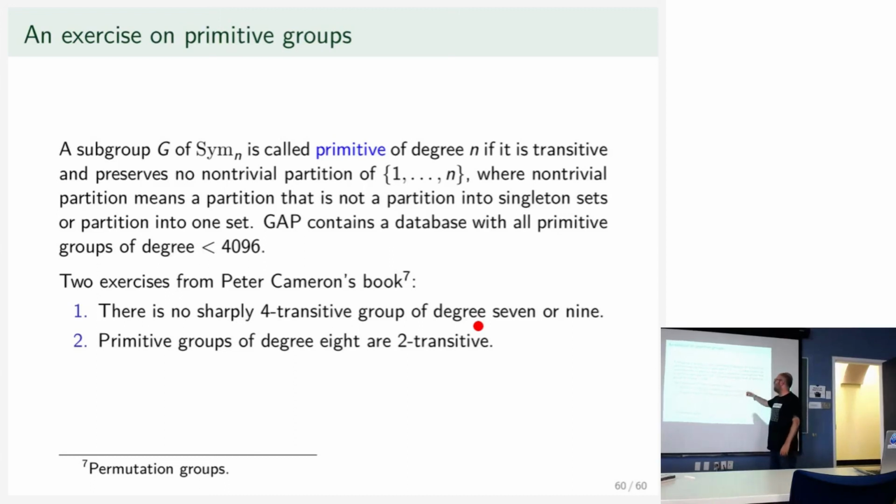And the same happens here: primitive groups of degree 8 are 2-transitive. Again, this is an exercise that you can easily solve with GAP using the library of primitive groups. Of course, you need to know how to test, for example, 4-transitivity or 2-transitivity. This is an interesting exercise from the computational point of view. Of course, from the mathematical point of view, it's more interesting to do this by hand. But that's it.